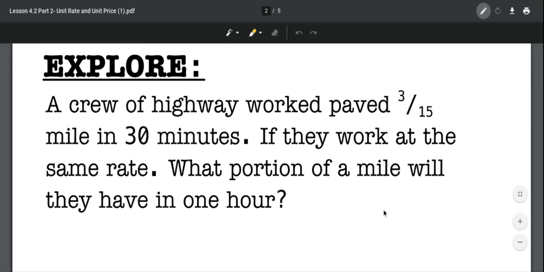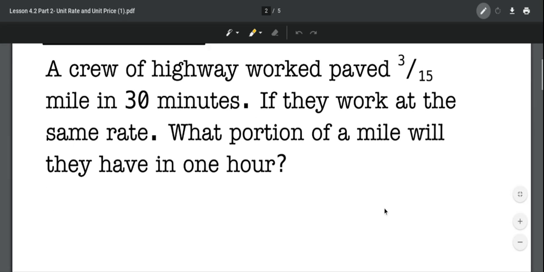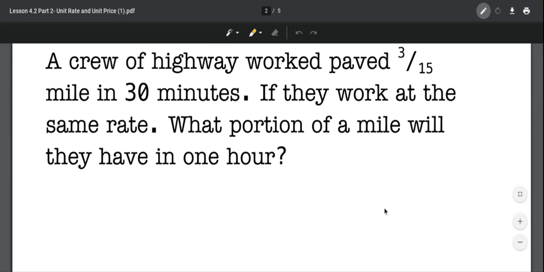A crew of highway workers paved 3/15 miles in 30 minutes. If they work at the same rate, what portion of a mile will they have in 1 hour? There are two ways that we can figure this problem out. Let's begin by using proportions.